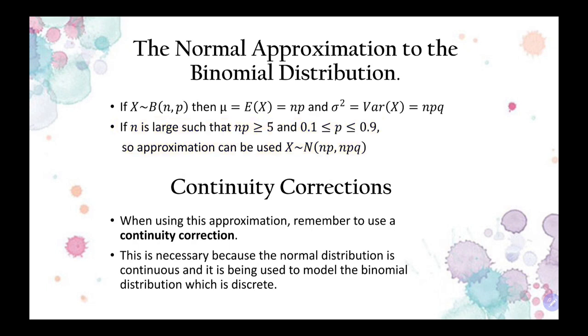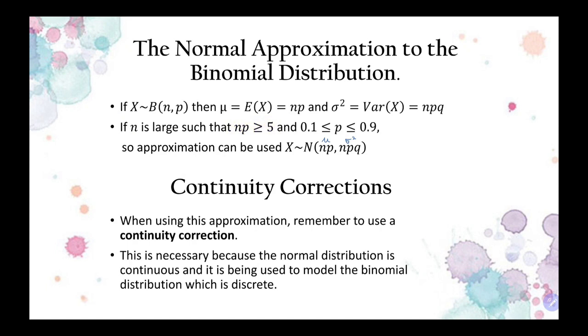Untuk ubah kepada normal, asalnya normal kita gunakan mu, di sini sigma squared. Tapi bila kita ubah binomial ke normal, kita tukar mu tu jadi mean juga tapi guna formula np. And variance sigma squared tu kita ubah jadi formula npq. Okay, so bila masa nak ubah binomial ke normal? Bila n kita dapat value yang besar dan n times p greater than or equal to 5.